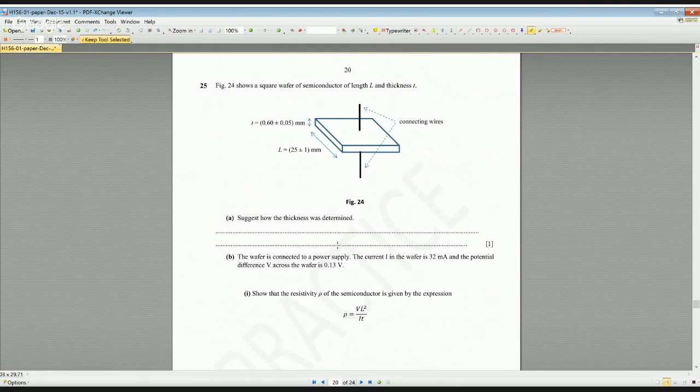Question 25. We have a wafer of semiconductor, which has these dimensions that are given to us here. So suggest how the thickness of the semiconductor was determined. Now this was a question that initially seems quite easy, but actually, if you look at the mark scheme, they're very picky about it. Yes, you need to use a micrometer, but you need to take repeat readings using a micrometer, because the semiconductor could have an uncertainty, and in fact, you can see that's evident here in the measurement.